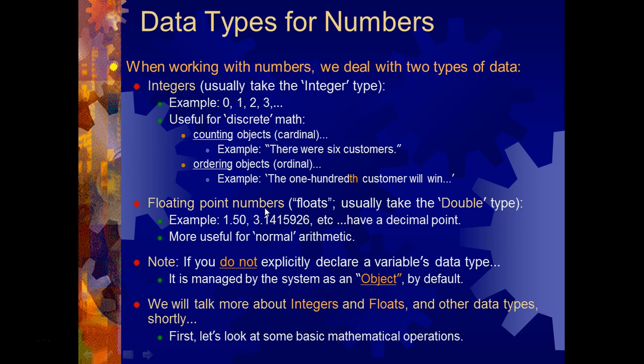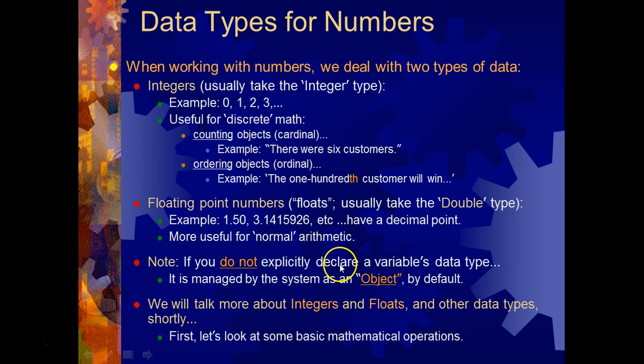Floating point numbers, that means decimal numbers, basically. I forget why it's called floating point, but you can look it up on Wikipedia and see why it was called floating point. But anyway, floats usually take the double type. So if you want to declare a decimal, usually you'll declare it as a double. For example, if you want to use this number 1.50 or this number and so on, you might declare these variables as doubles and then assign them numbers like this.